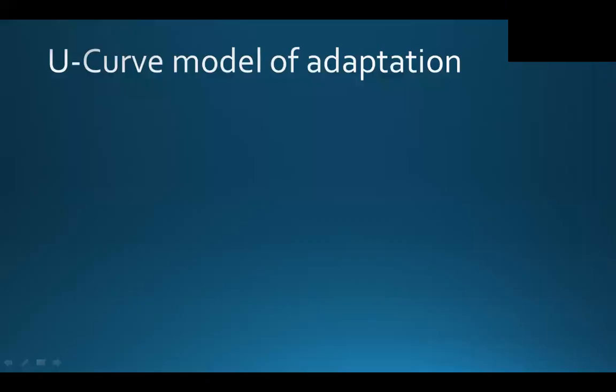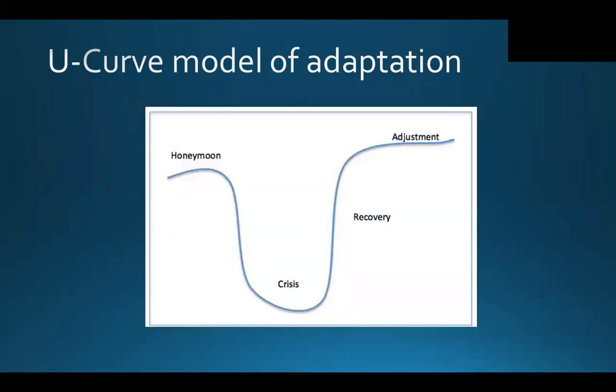Hi class. We're going to take a moment and look in some depth at the U-curve model of adaptation. This is one of my personal favorites in terms of intercultural communication models because it's so relatable. It really captures the psychological experience of being a tourist or a migrant in a really simplistic and relatable way. And the U-curve looks something like this.